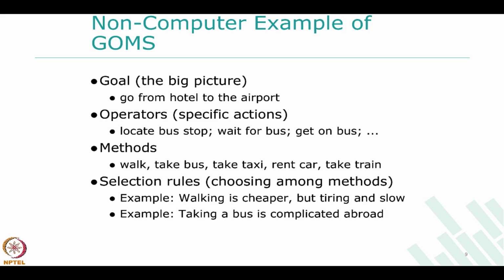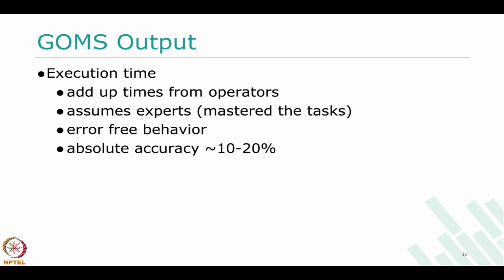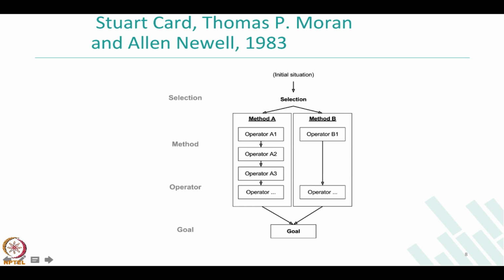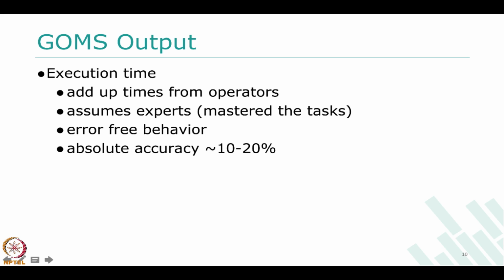Taking a bus is complicated abroad, right? If you're making a decision in Germany, it's probably a little harder and more complicated to find out what the route is, what the bus is. So the decision making has to keep all these criteria in mind. The simple way is to add up time from operators. So for example, all the operators here in the slide, A1, A2, A3.